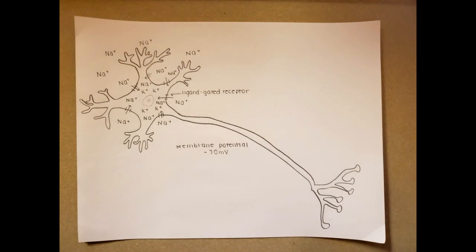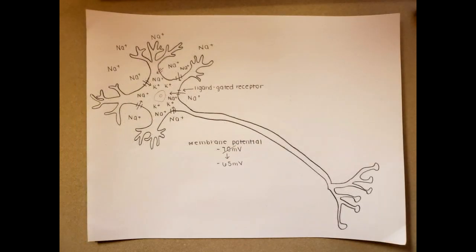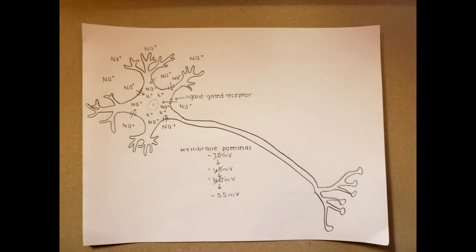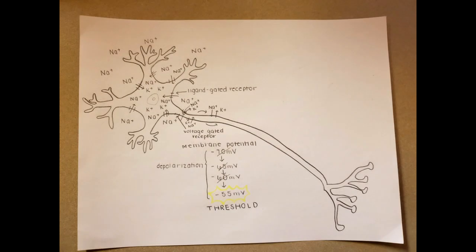In order to send a long-distance signal through the entire cell, the cell will need a bigger change in the membrane potential to cause an action potential. If enough sodium ions rush into the cell, it will cause the cell to depolarize until it reaches threshold, or negative 55 millivolts, and it will trigger an action potential. At this threshold, the voltage-gated ion channels within the axon hillock open and cause a biological chain reaction.